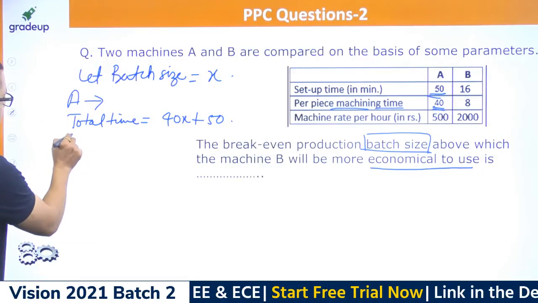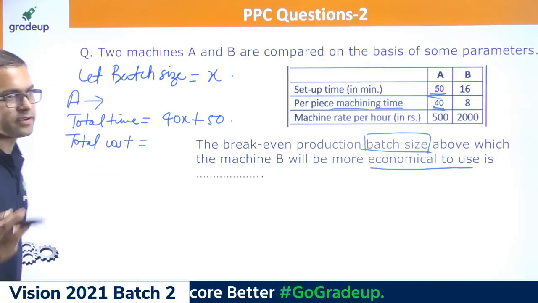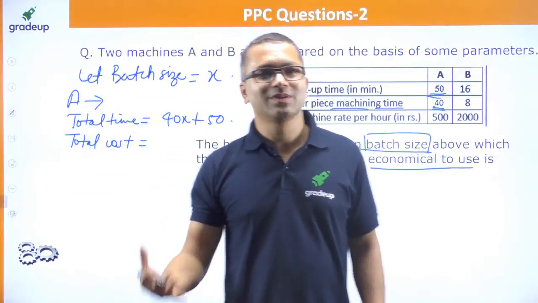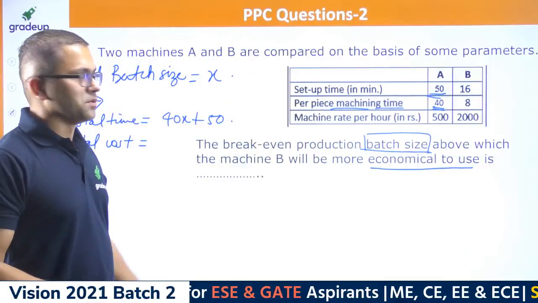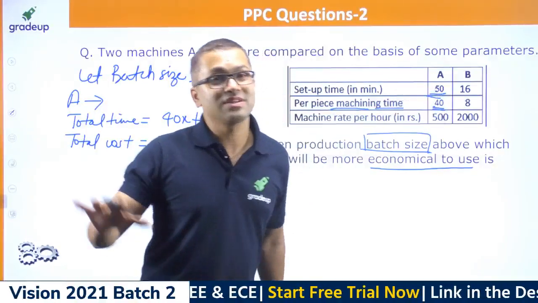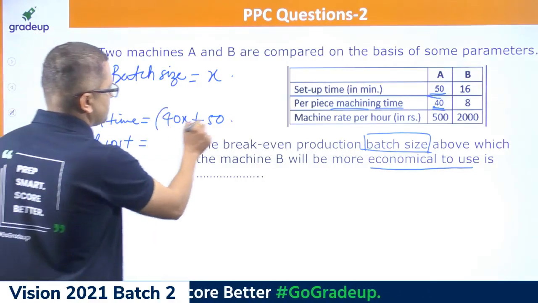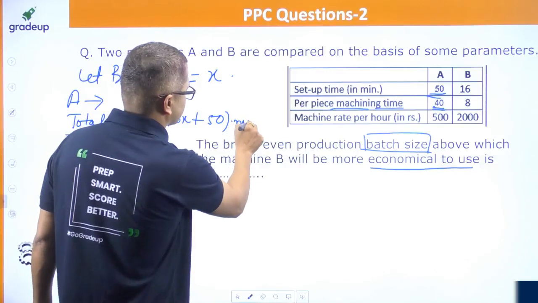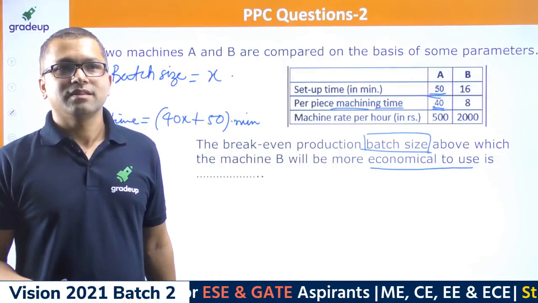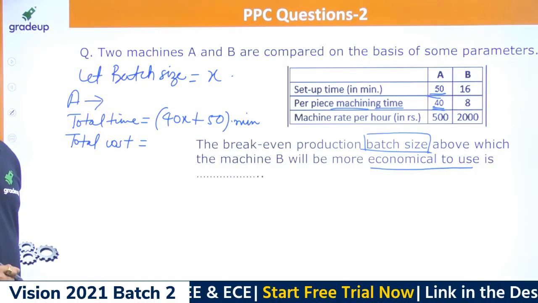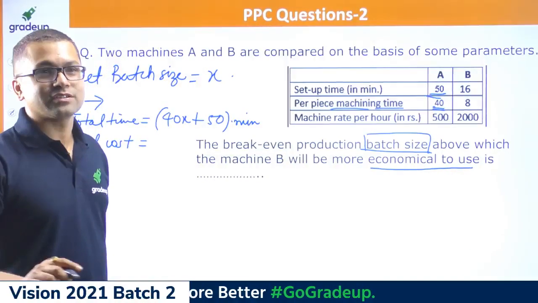Now total cost for A. Can anyone write the total cost for A? Total time I have given for A. Can you please write the total cost for A machine? Can anyone type in there using this information? Just 3 parameters are there. And this obviously is in minutes. Can you please type in the total cost for A? Just type in, guys. I'm waiting for you. Let's see if you can do this.